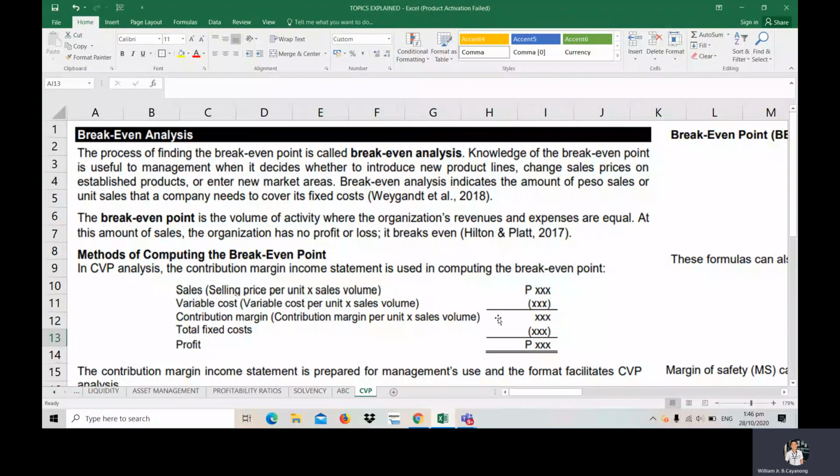Our topic for today is all about break-even analysis. When we talk about break-even analysis, it is the process of finding the break-even point. The knowledge of the break-even point is useful to management when it decides whether to introduce new product lines, change sales prices on established products, or enter new market areas. Break-even analysis indicates the amount of peso sales or unit sales that a company needs to cover its fixed costs.